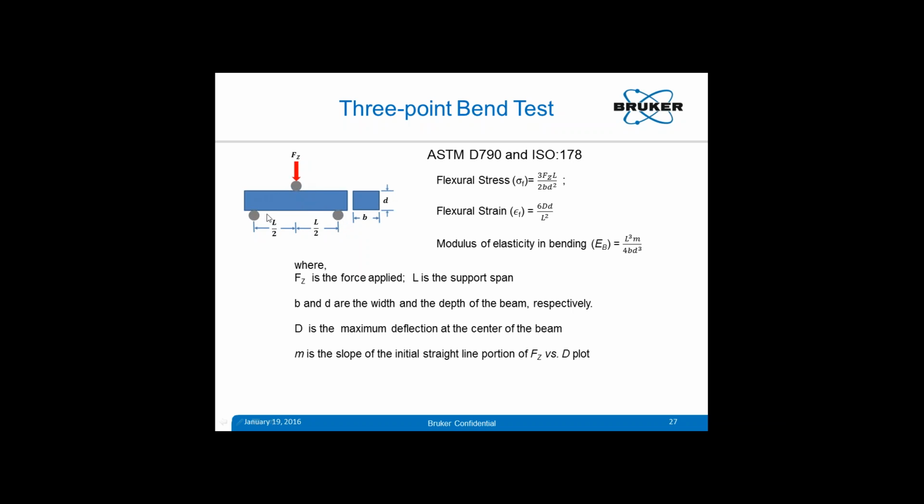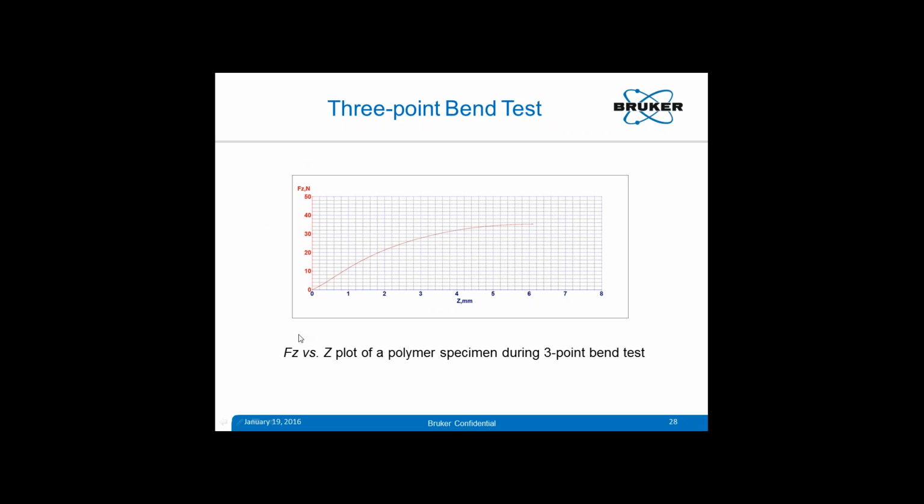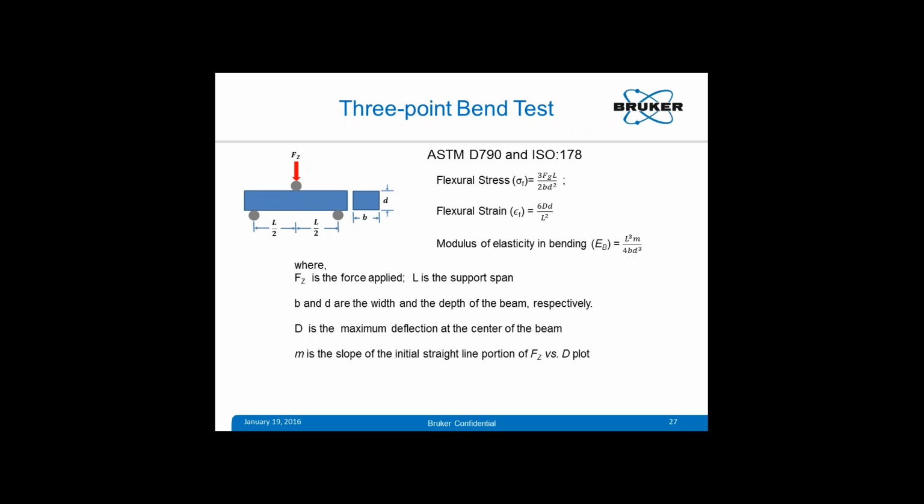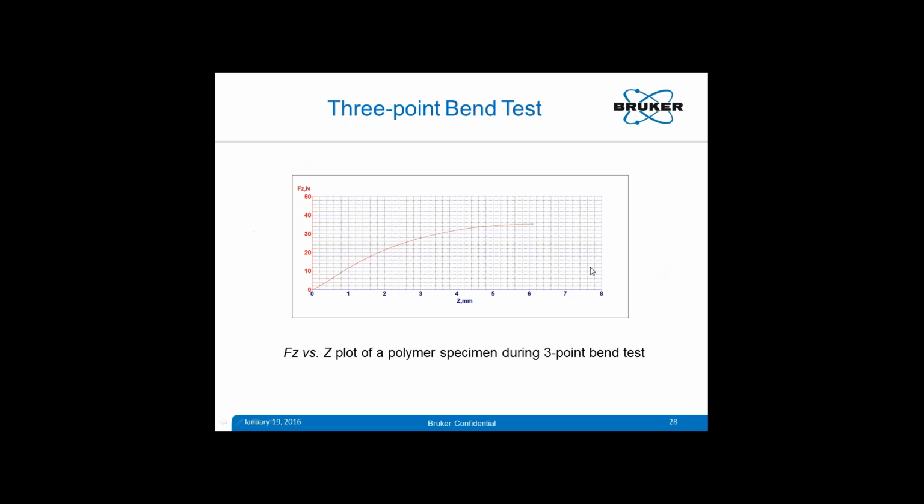So the specimen bends. The maximum bending is at the center, if you look at the bending moment diagram, and that maximum bending is noted as capital D. We test the specimens using UMT TriboLab, and we get force versus deflection data, FG versus D data. From that plot, we use this formula to calculate the flexural stress, strain, and elasticity in bending.